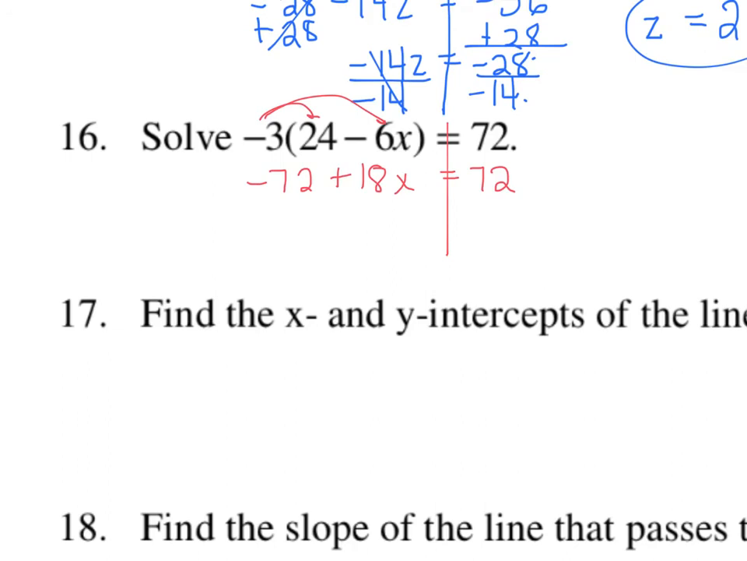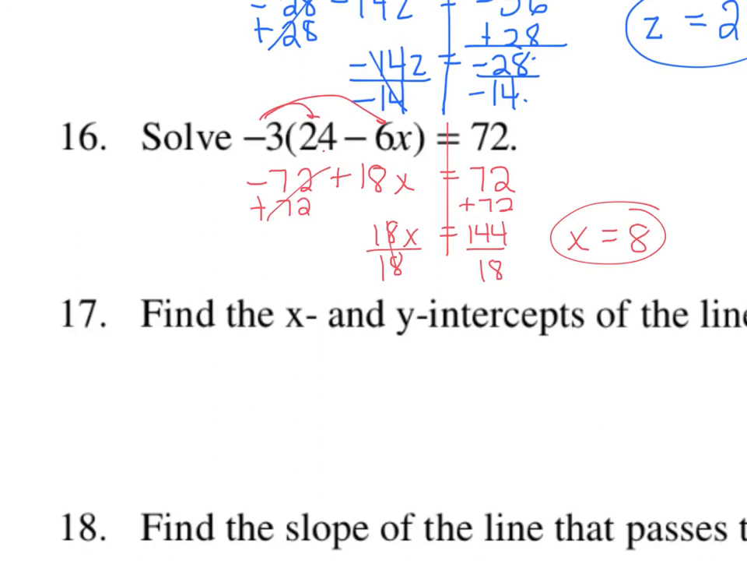So I distributed the negative 3 on number 16. I got negative 72 and plus 18x. So the next step is to add 72 to both sides. So we have 18x equals 144. Divide by 18, and we get x equals 8.